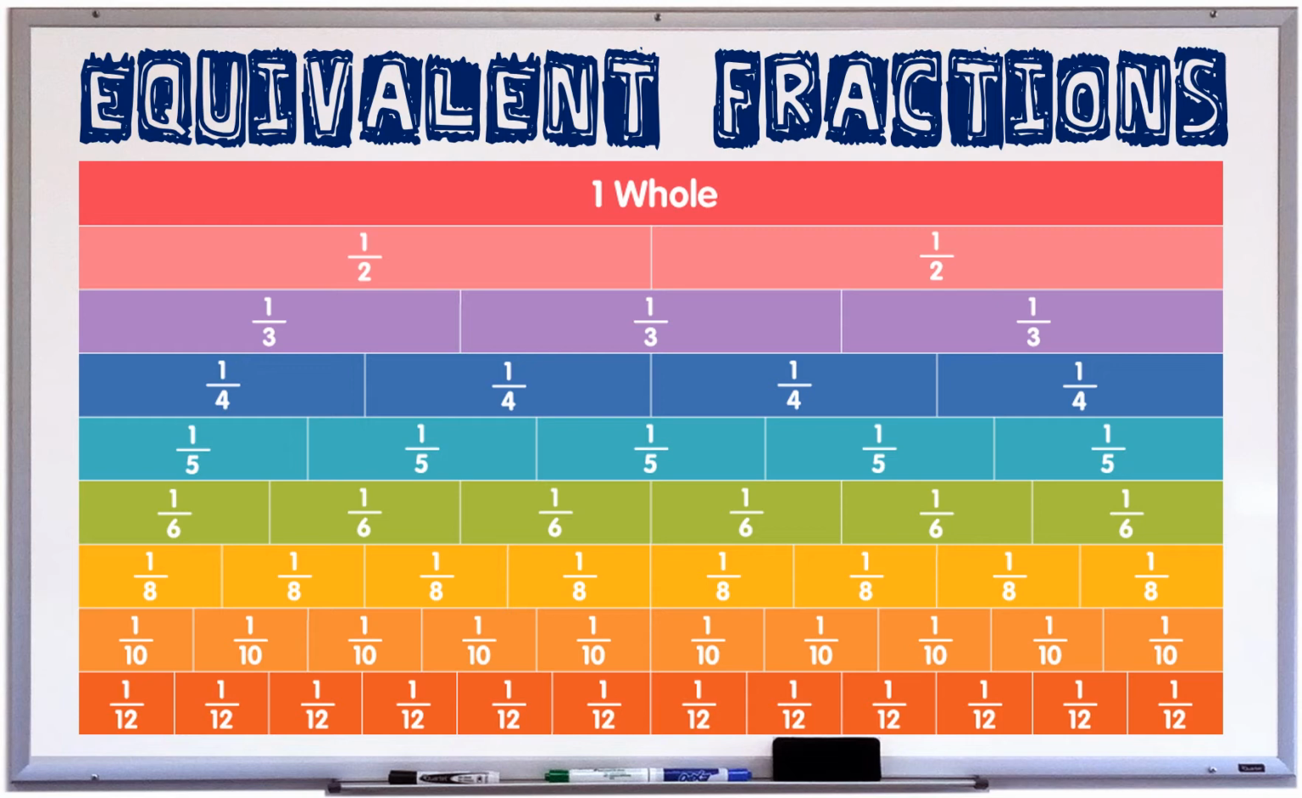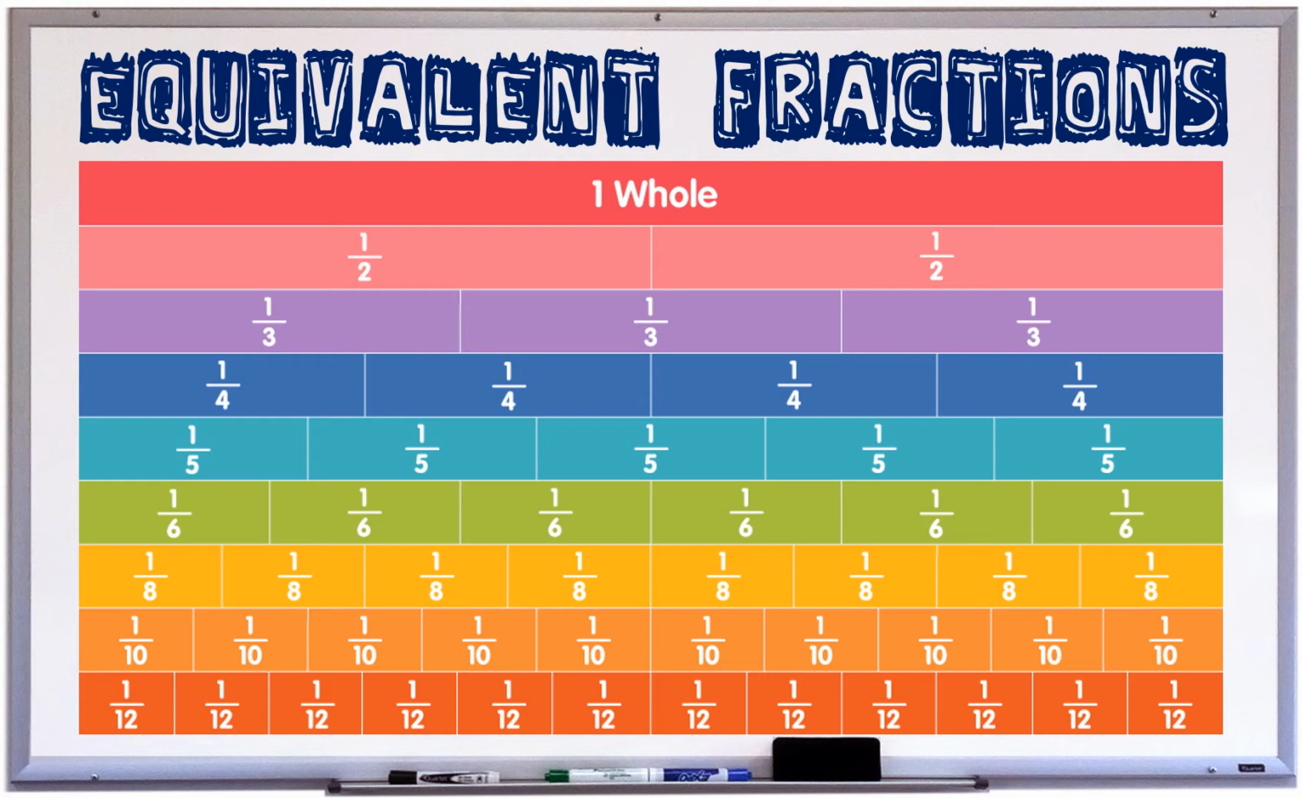Let's look at the top one. 1 whole. That is a full whole, and it gets broken into 2 to make 2 halves. It gets broken into 3 to make 3 3s. You see a 1/4 and a 1/5 and a 6 and an 8 and a 10, and there's 12s. On this board, you can very clearly make out the equivalent fractions.